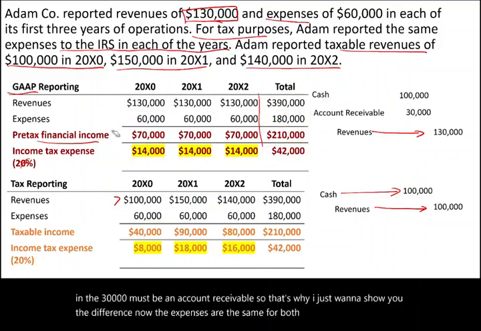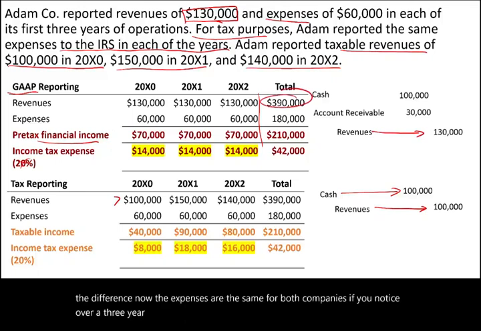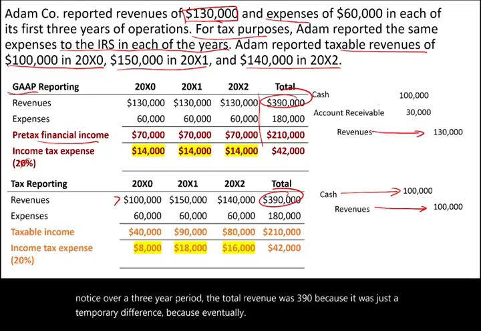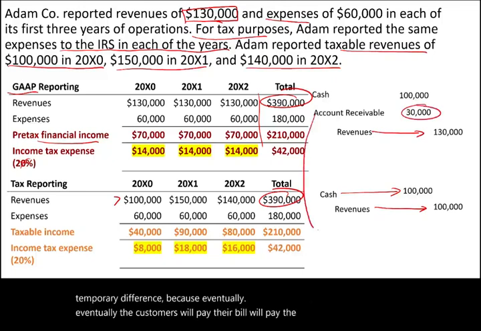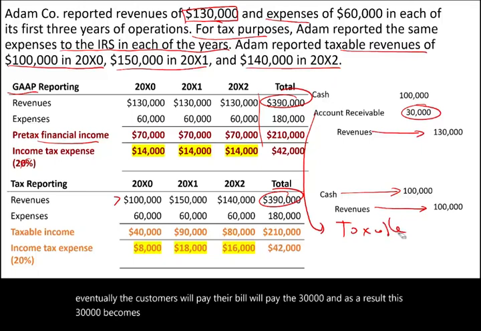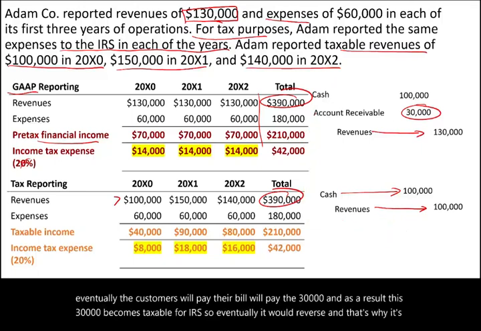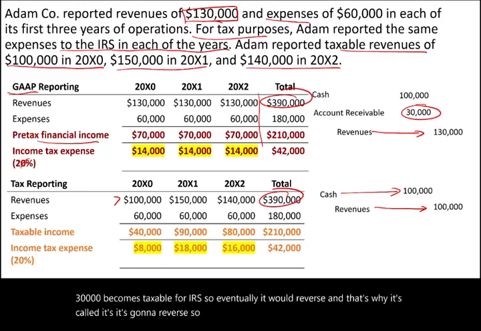If you notice, over a 3 year period, the total revenue was 390 because it was just a temporary difference, because eventually the customers will pay their bill, will pay the $30,000, and as a result, this $30,000 becomes taxable for the IRS. So eventually it would reverse. That's why we're going to say deferred tax asset and deferred tax liabilities will reverse.